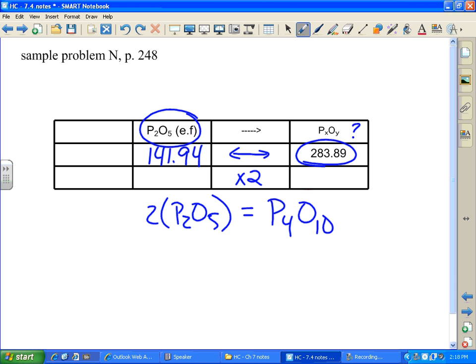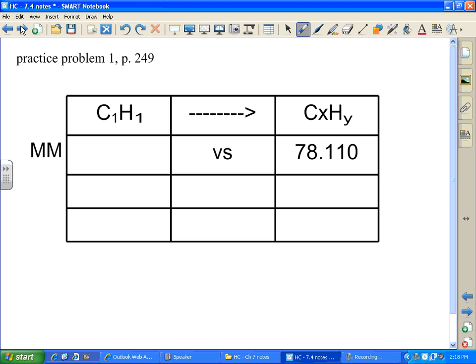One other example that we'll do here is if we look at practice problem number 1 there at the bottom of 249: determine the molecular formula of the compound with an empirical formula of CH and a formula mass of 78.110. So if we read that practice problem, number 1, this is basically what we have. We know the empirical formula is C1H1. We're trying to figure out the value for the molecular formula, which is CXHY. And we know from the question that they give us the molar mass of the molecular formula to be 78.110.